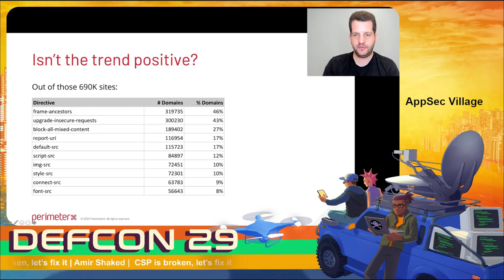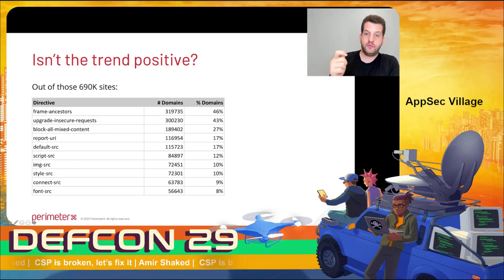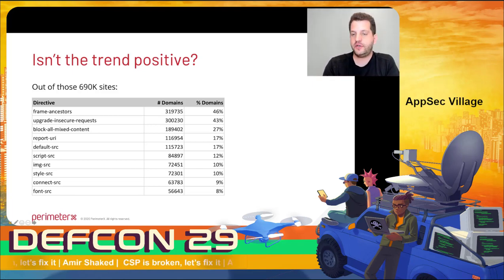All the fetch directives, default source, script source, etc., those are the ones actually controlling the domains that can be communicated from the website. So these are the interesting ones we want to focus on, and you can see that the adoption here is still pretty low compared to the amount of websites out there. So it looks like a positive trend, but there is still a gap here.